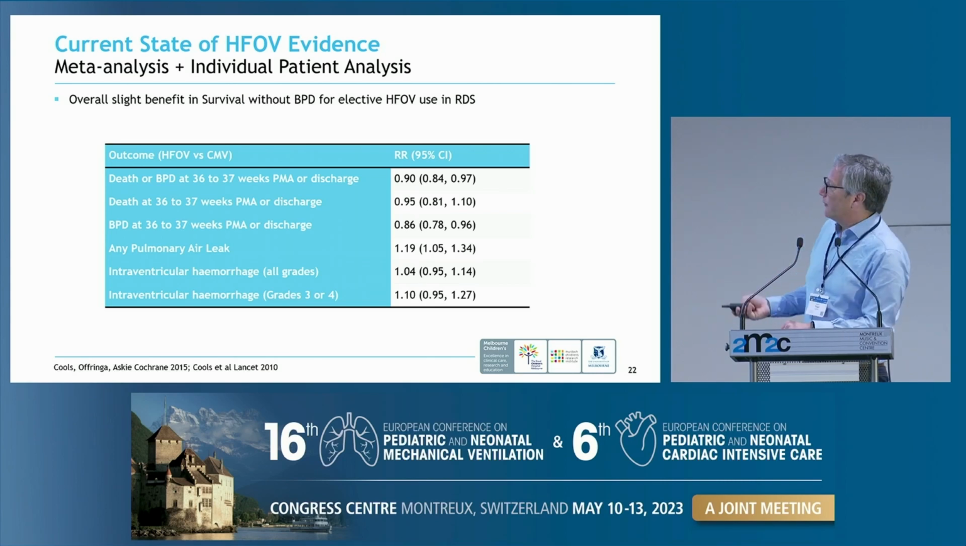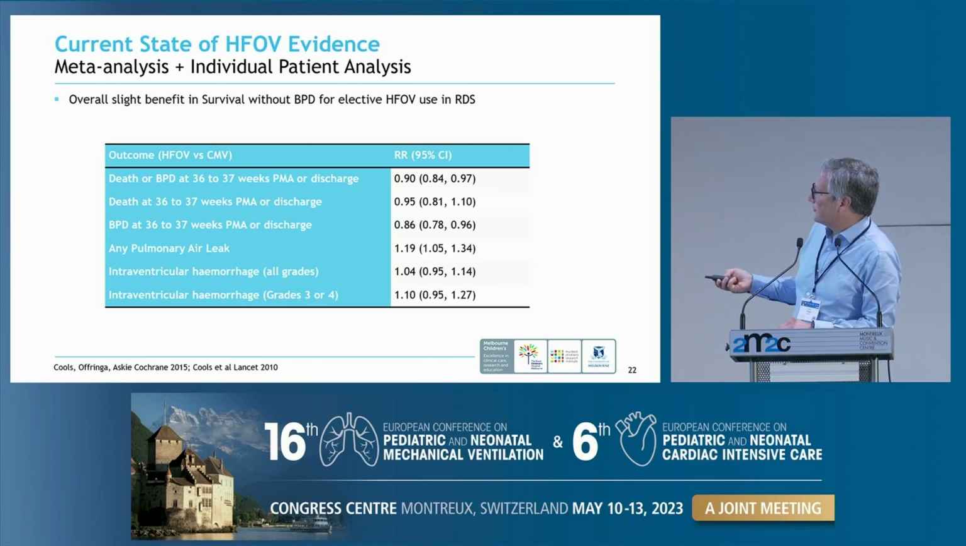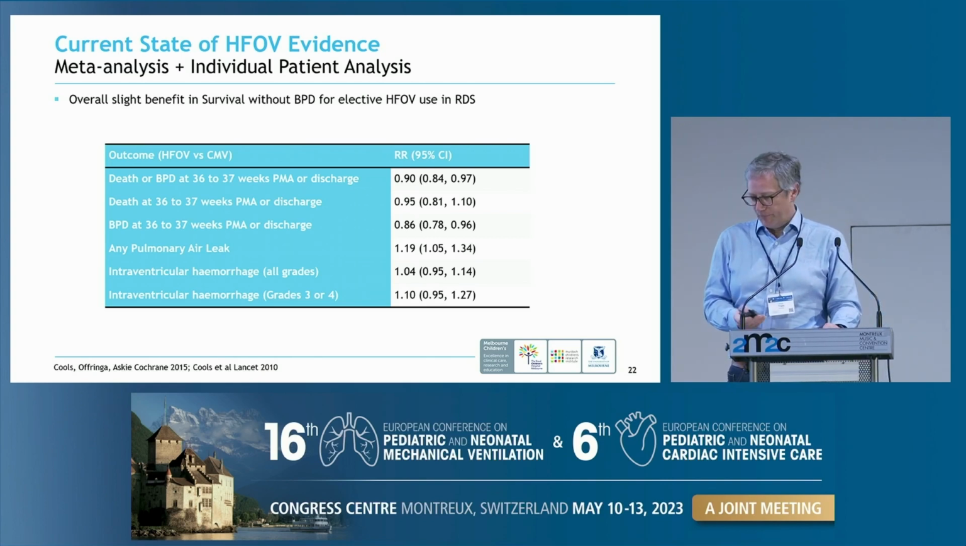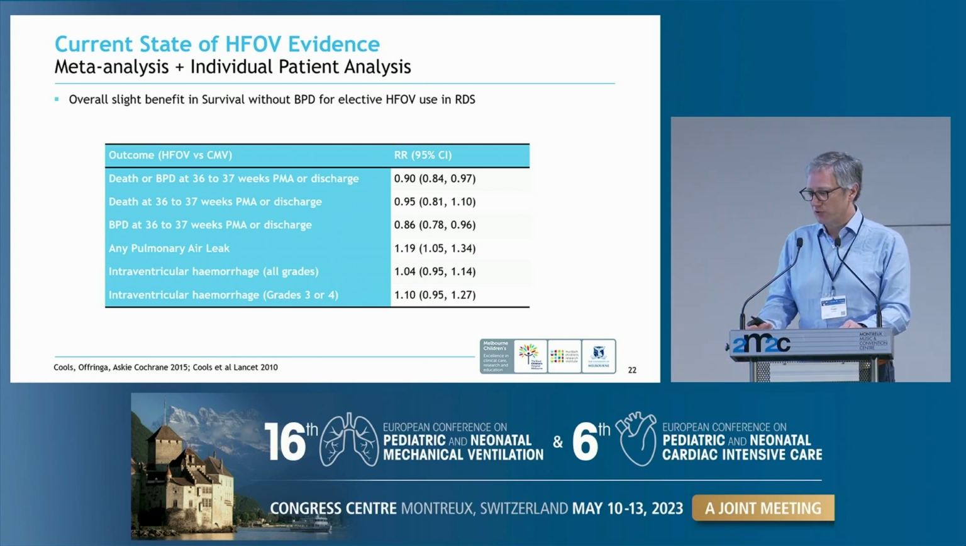So you can see that there is no difference in the most recent meta-analysis on air leak, IVH, and both types of IVH, despite what some people say. So we've got better at it because the original trial showed that we were causing air leak and IVH.